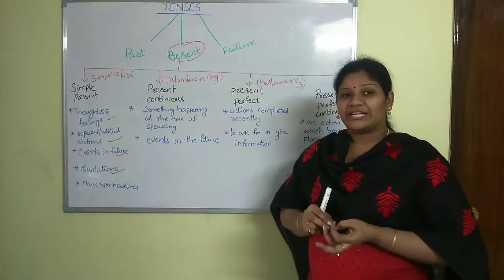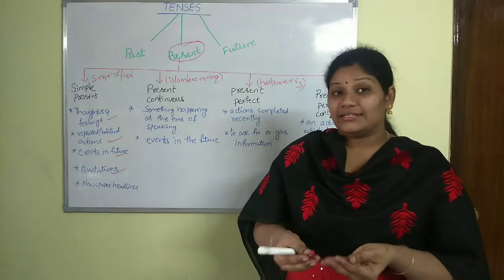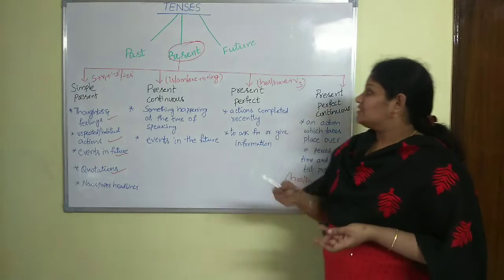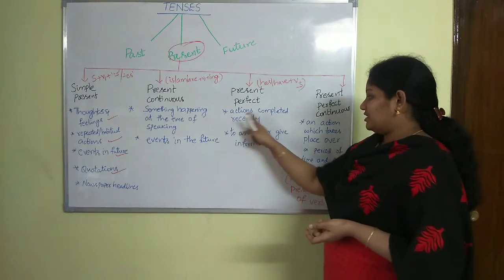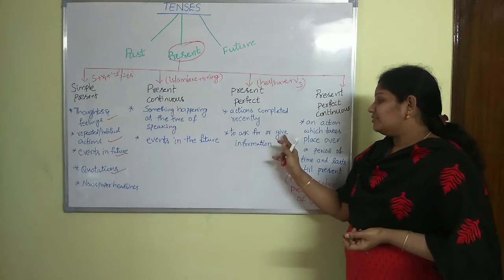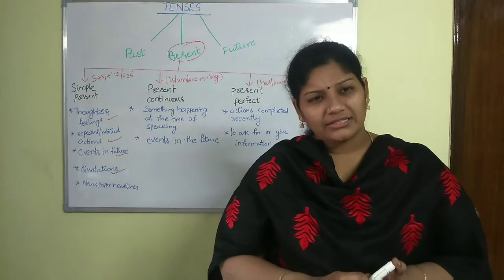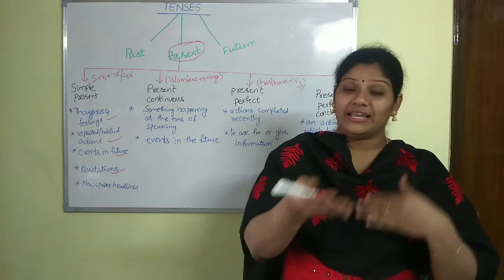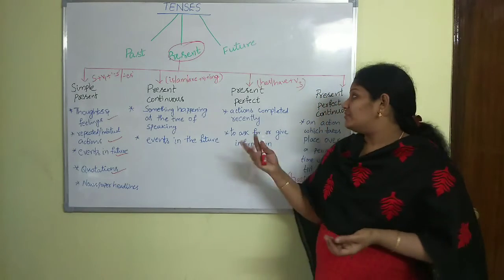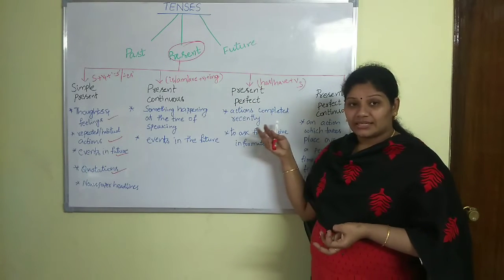Coming to present perfect. What is present perfect tense? The action that has started in the past and has finished just before, I mean very recently. For such actions we use present perfect tense. Actions completed recently. And also to ask or give information. To ask, for example, have you had your dinner? So we don't know when he had his dinner, but still we use it because we are asking for some information. So we use present perfect tense in this case.